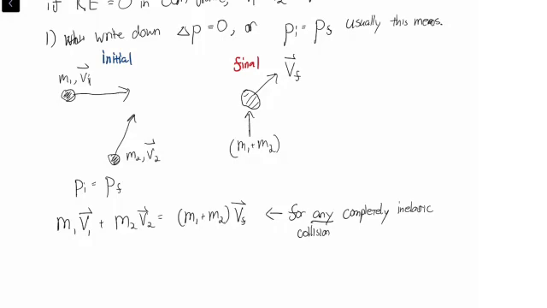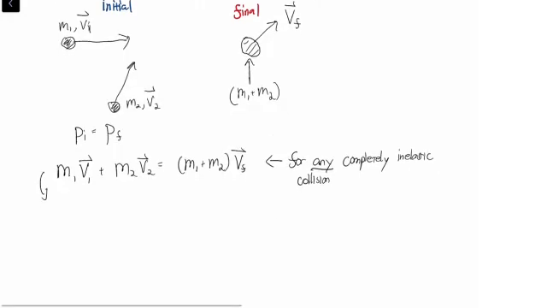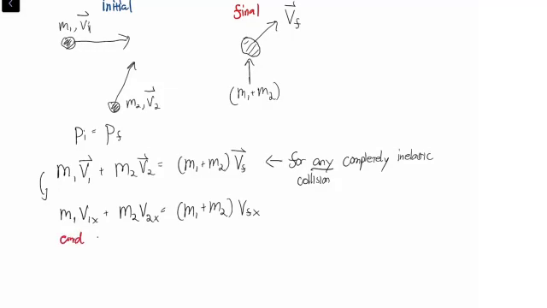And from here, you can basically go on to say, okay, I can break this down. This is really 2 or 3 equations, depending on whether you're working in 2 or 3 dimensions. So you can go down to say M1 v1x plus M2 v2x is equal to (M1 plus M2) v final x, right? And you can write down a similar equation for Vy.